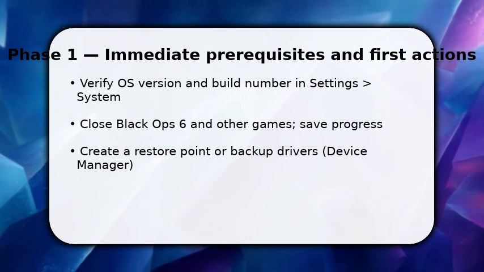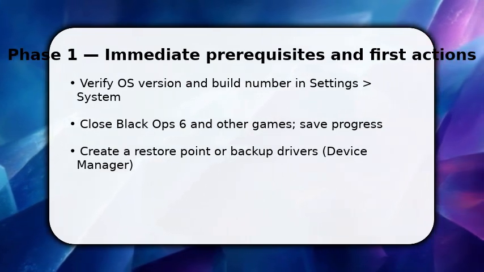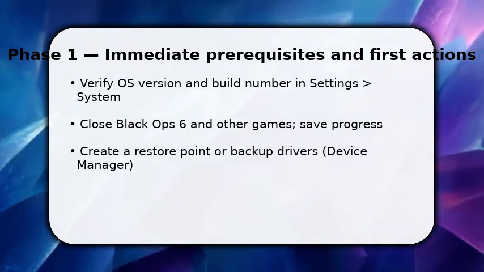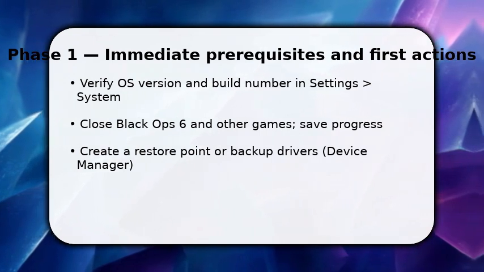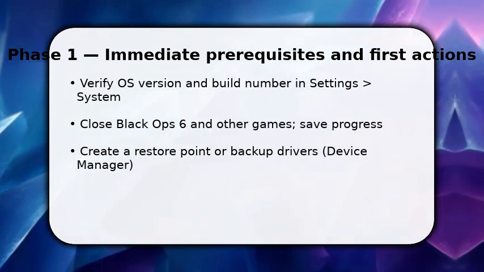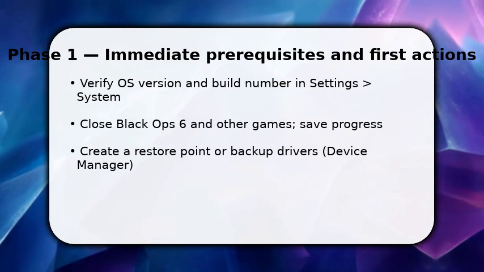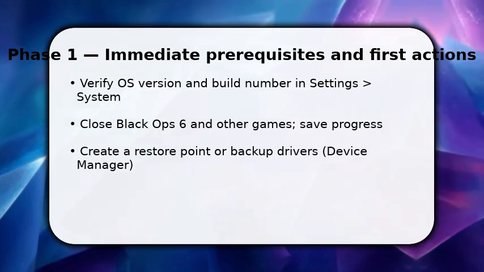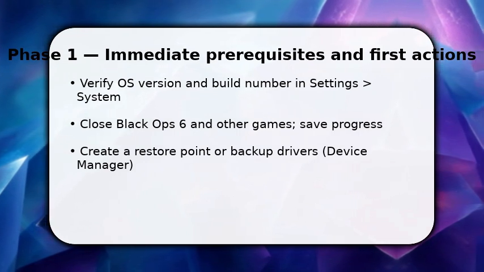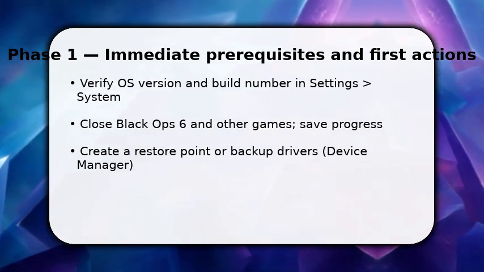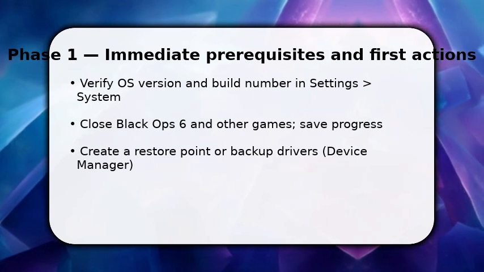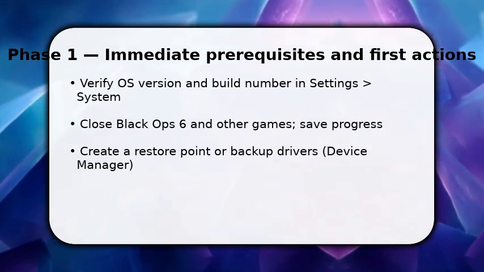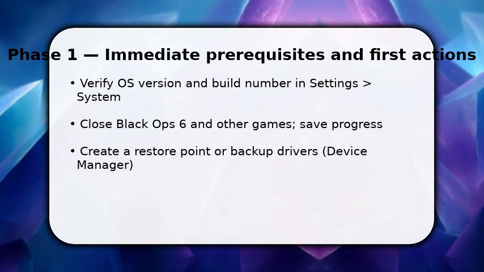You begin by confirming your operating system and build. This ensures you download compatible drivers. Next, close Black Ops 6 and any overlays so the installer can update files cleanly. Create a restore point or export current GPU and audio drivers via Device Manager, because rollbacks save time if something breaks. Once done, open your GPU control panel or manufacturer updater.